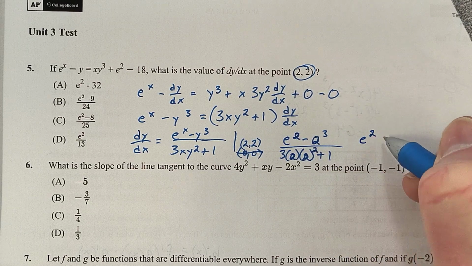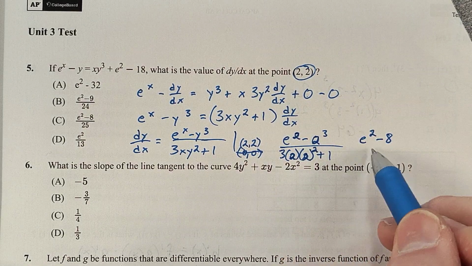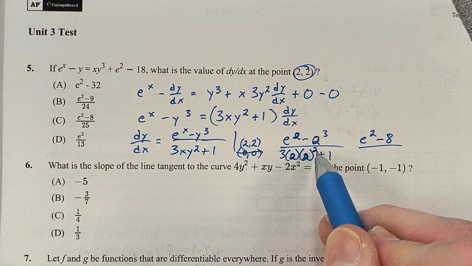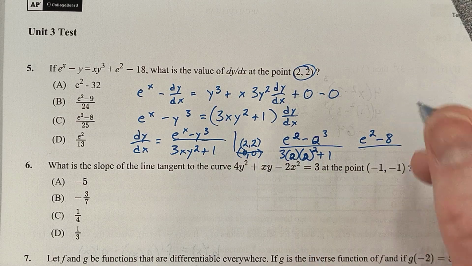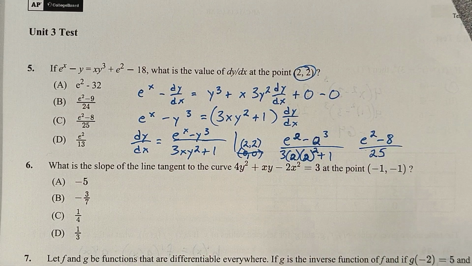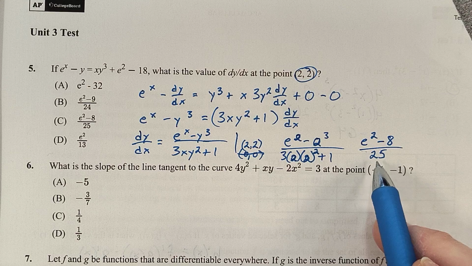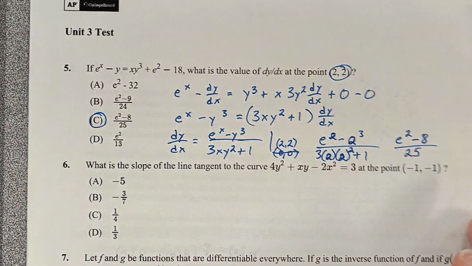e squared minus 8. And then 2 squared is 4 times another 2 is an 8 times a 3 is 24 plus the 1. There we go. It's 25. And e squared minus 8 over 25. That looks like choice C. Okay.